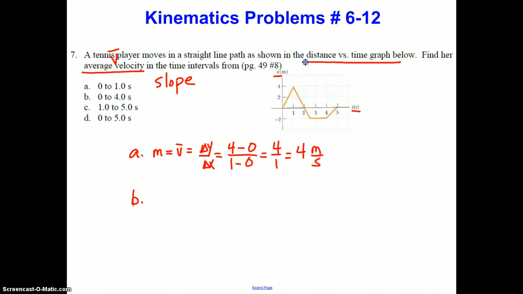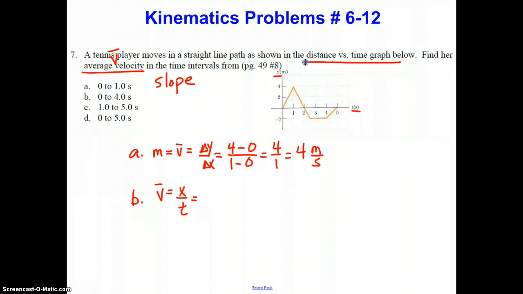For B, we want 0 to 4 seconds. Now this is a little trickier because in this case we don't have a straight line from 0 to 4 seconds. So what we have to do is actually use the equation for average velocity, which would be distance divided by time. And it's velocity, so we want to do displacement divided by time.